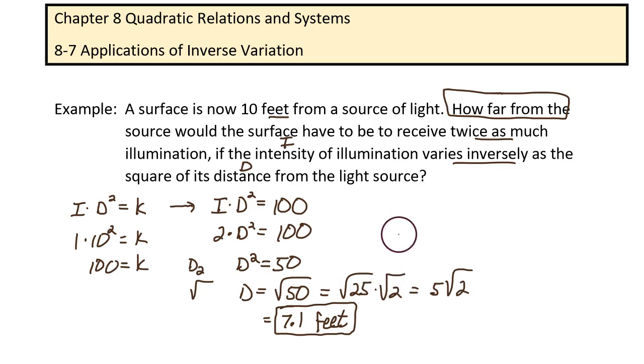So this situation is something that an electrician or an expert in lighting would know about. To receive double the amount of illumination from a light, you'd have to move it about 3 feet closer. It was 10 feet away, but if you move it so it's only 7.1 feet away, now twice as much light will reach the surface.